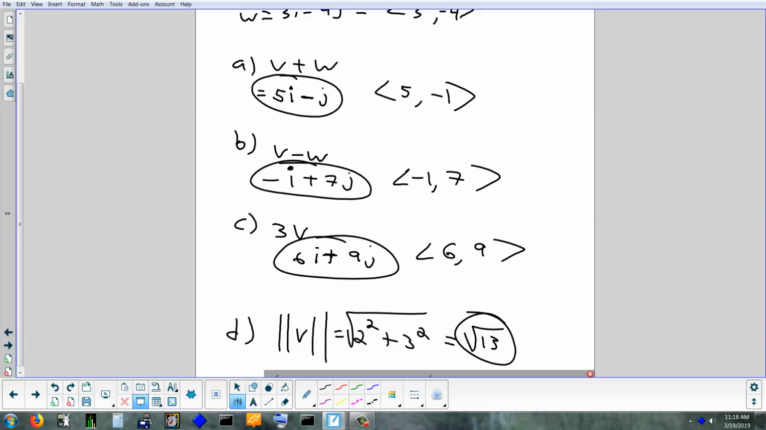It's a magnitude. That's not a vector. d is a number. Okay. a, b, and c are not numbers. Vector, vector, vector, number. So it's a different kind of result. The answer is not a vector. That's why it's not written like a vector. Any question on that?